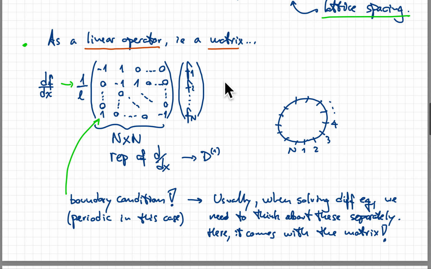And I encourage you to put an equal sign here and by yourself go ahead and carry out all those differences and see what they look like. The first component, again, is going to be f2 minus f1 divided by L, then f3 minus f2 divided by L, and so on and so forth.